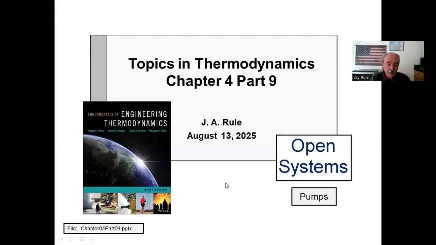So I do hope you're catching on the fundamentals of continuity equation, first law of thermodynamics for a steady state, steady flow open system, starting to get very repetitive to you, I hope. And so let's see how they apply to pumps.